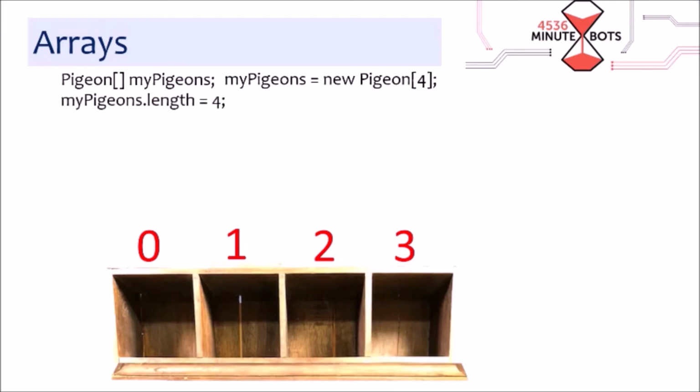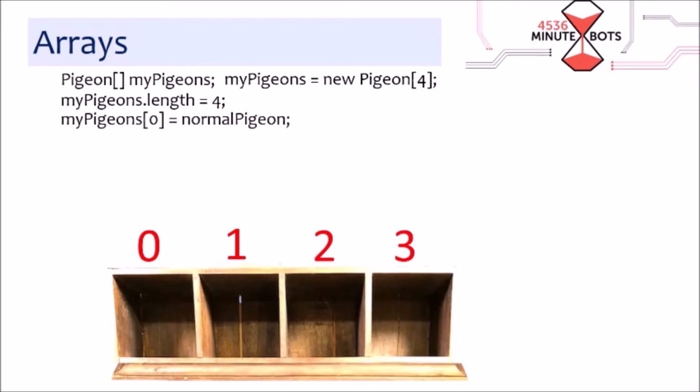This means that this myPigeons array has a property length of 4. So even though the last slot is slot 3, the number of pigeons that this can hold is 4. Notice the length doesn't change depending on the number of pigeons.